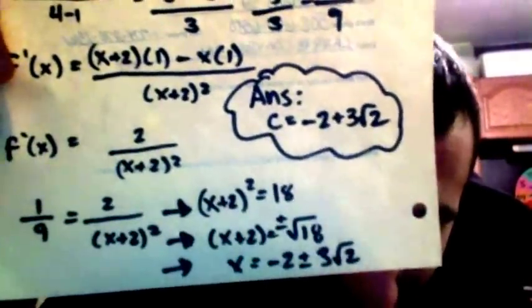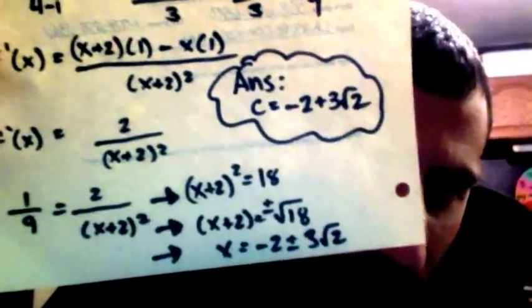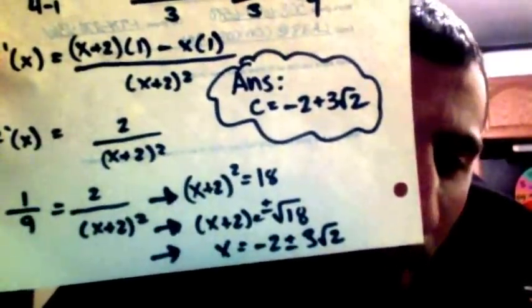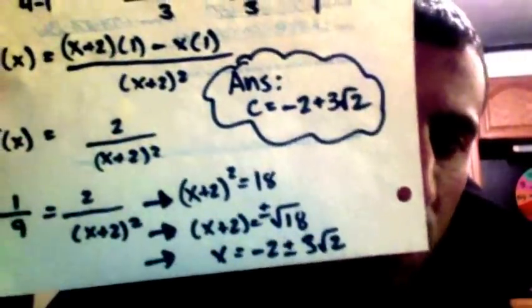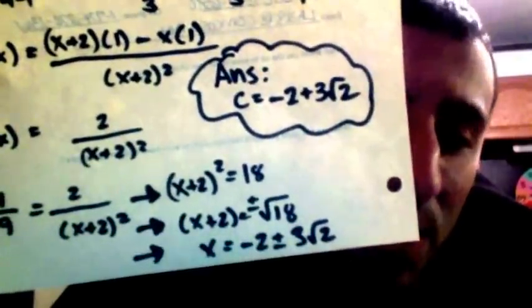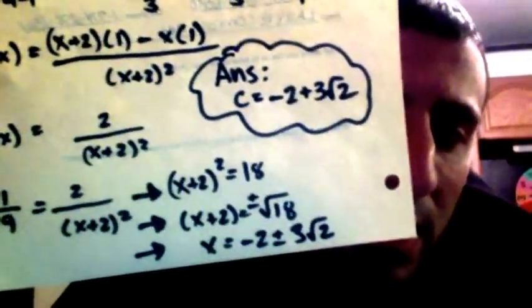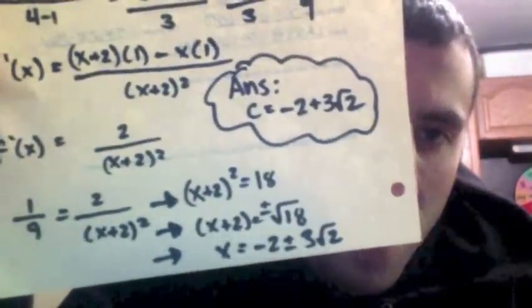So what that means is that at that x value, if you were to draw a tangent line to that curve, it would be parallel to the secant line. Okay, in other words, your average rate of change of that function is equal to the instantaneous rate of change when c is equal to -2 plus 3 root 2. All right, mean value theorem.